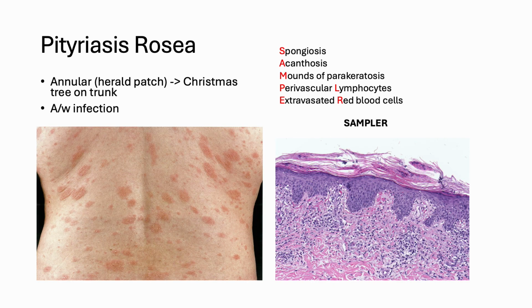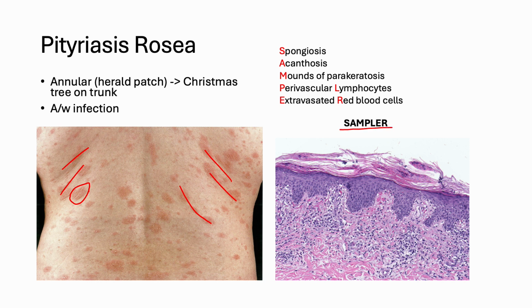Next disorder is also in the spongiotic category, which is the pityriasis rosea. It usually has a herald patch, which probably presents as a single lesion, and the rest of the lesions follow the first one. And the classic pattern is on the trunk with a Christmas tree pattern, as shown here. The etiology is unknown, but most people consider it is a reaction to an infection with the herpes virus. Histologically, you can use this mnemonic to remember.